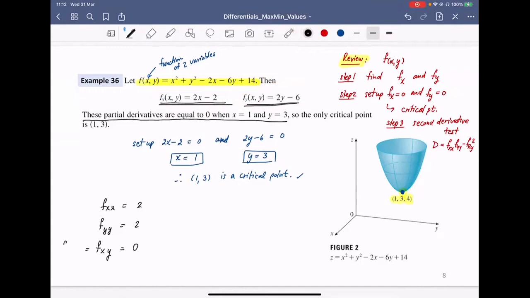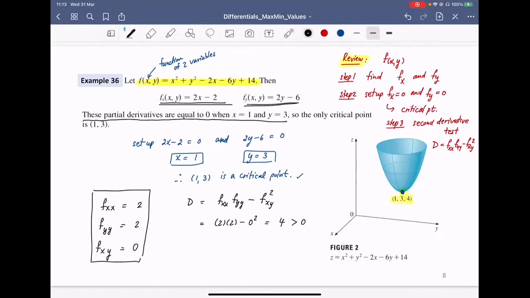You can compute fyx as well. They're going to give you the same thing, because of the Clairaut theorem that we just learned last week or something. Does it make sense? After that, you can compute your D here. I leave it on the slide here. This is how we compute that. D is going to be fxx times fyy minus fxy squared, which is 2 times 2 minus 0 squared, which is 4. You can see D is greater than 0.